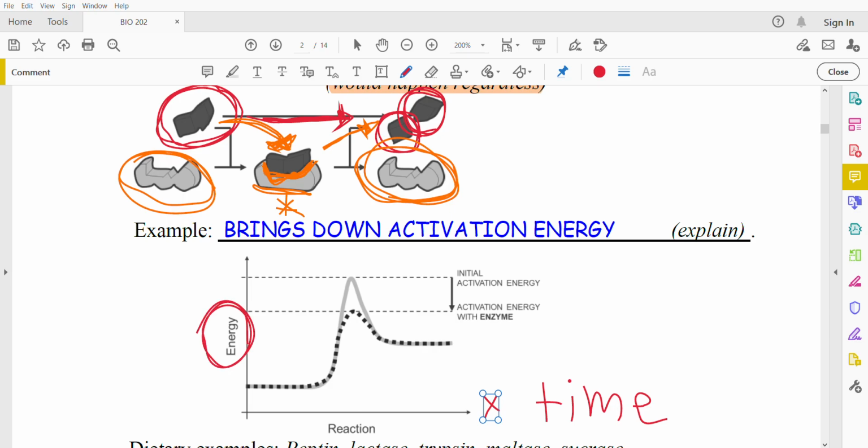So in a normal situation, we would have this reaction requiring a certain amount of energy. And in this case, it would be all the energy reaching this line here. And once the energy of the reaction reaches this line, the reaction proceeds. So that's what would happen normally. Now, when we add an enzyme, we're actually able to bring down the amount of energy needed.